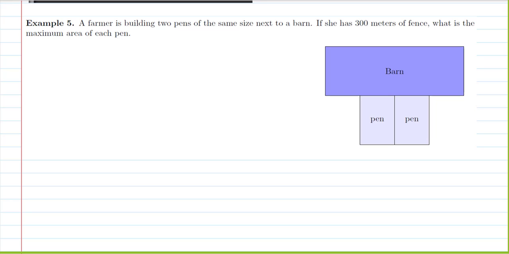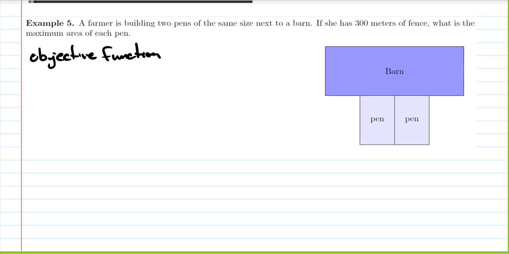So a farmer is building 2 pens of the same size next to a barn. If she has 300 meters of fence, what is the maximum area of each pen? So I've included a diagram of what we have here. So our objective function is really going to be, well, what's our goal? Our goal in this case is what is the maximum area of each pen?